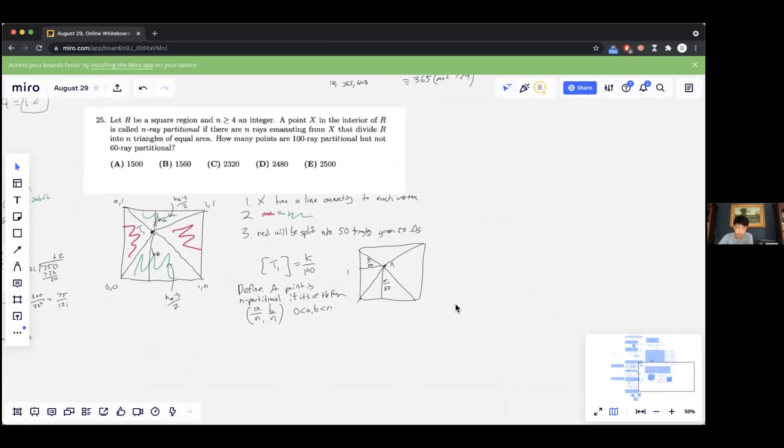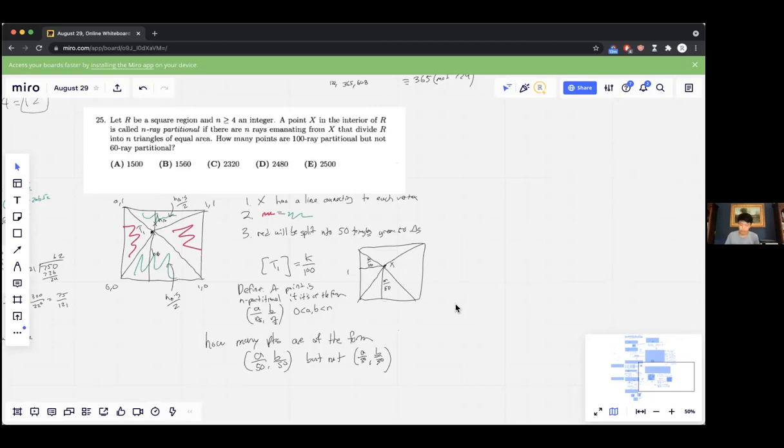All right, let's try to answer extract now. How many points are of the form a over 50, b over 50, oh yeah, it should be n over 2, but not of the form a over 30, b over 30? That's what this problem comes down to.